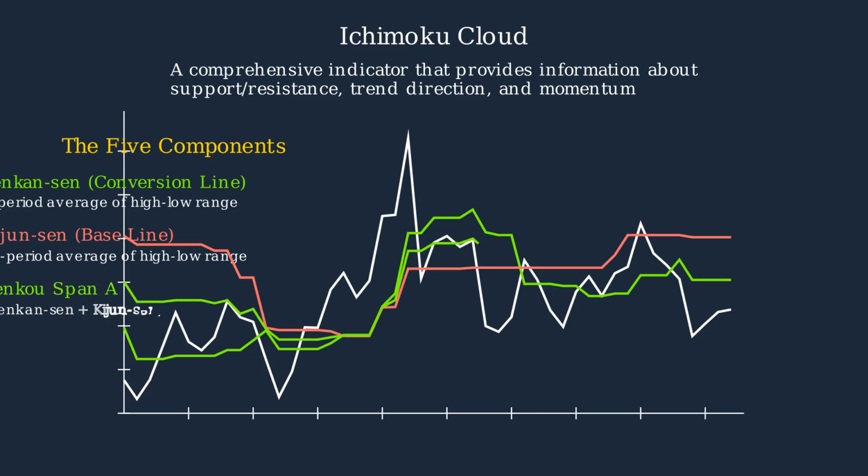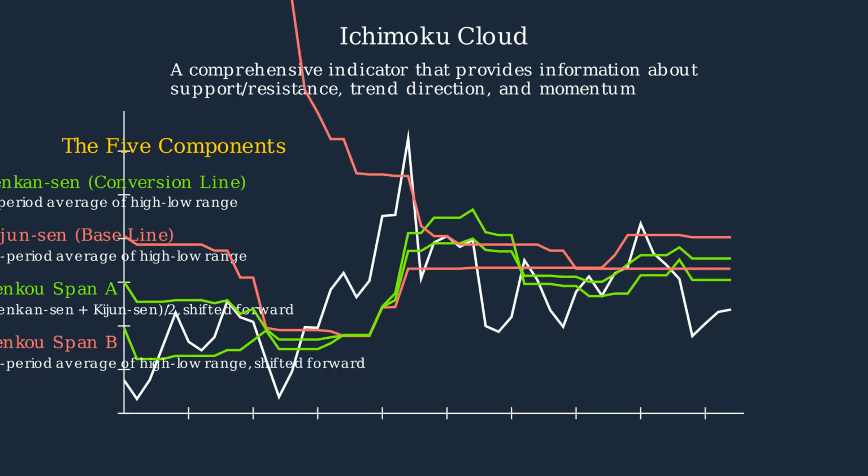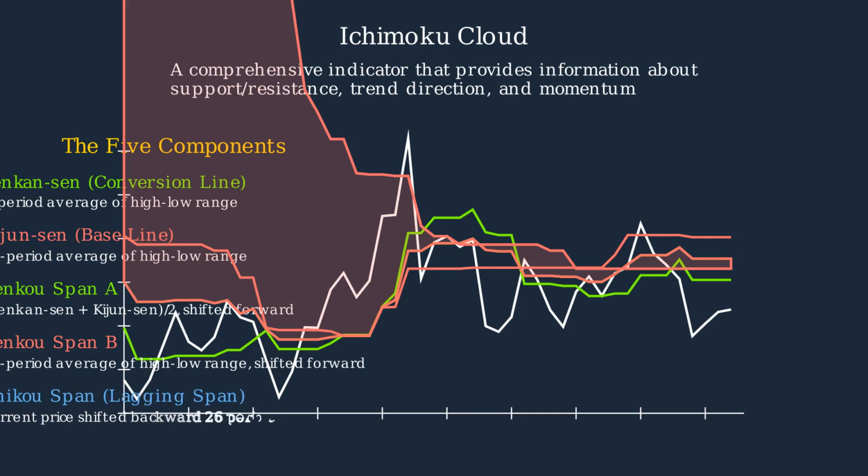The third component is Senkou Span A, calculated as the average of Tenkan Sen and Kijun Sen, projected 26 periods into the future. The fourth component is Senkou Span B, which is a 52-period average of the high-low range, also projected 26 periods into the future. The area between Senkou Span A and Senkou Span B forms the Ichimoku cloud, which provides dynamic support and resistance levels. The fifth component is the Chikou span, or lagging span, which is the current price shifted backward 26 periods. We'll focus on the cloud for now.